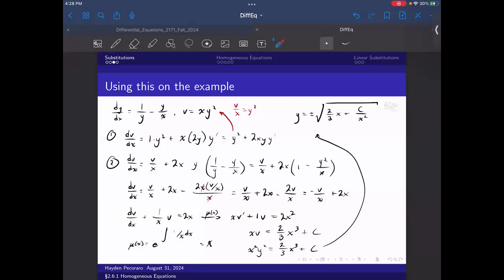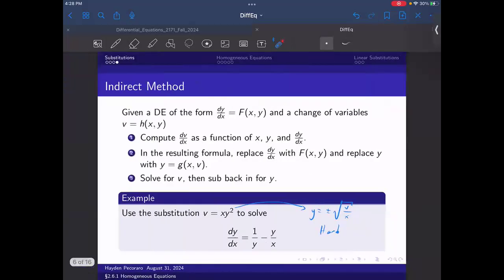Sorry, one more time. So for step one, I just took this change of variables right here, this equation defining it, and I took the derivative of both sides with respect to x. Yeah. So that's why I did a product rule over there and just left this as dv dx. Okay. Anything else? All right. So that's our indirect method.